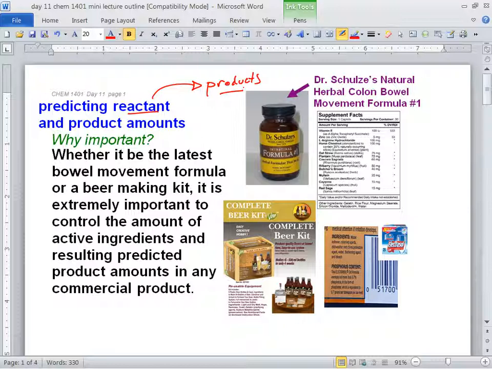But it's important because no way any manufacturer, whether it's an herbal colon cleanse formula or a more interesting beer kit, is going to give the exact amounts of everything so that everything's used up. There's always stuff that's left over in reactions, and it gets kind of complicated. But we're not worried about that yet.